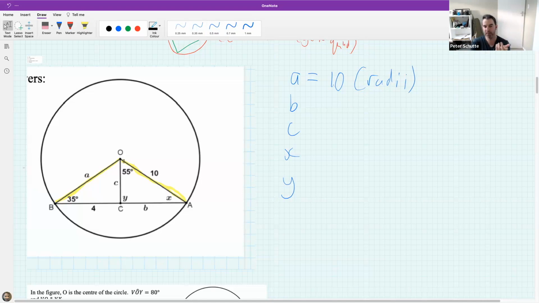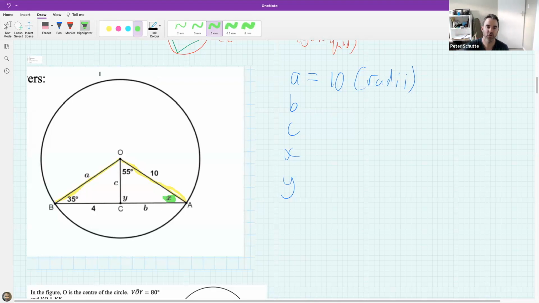So the problem is it looks like 90, but you don't know that yet. You don't know enough information yet. I want to suggest that finding X is the first thing you have to do, because that's the only thing you can find straight away. So what is X going to be?